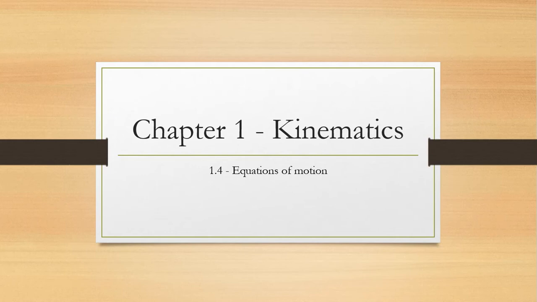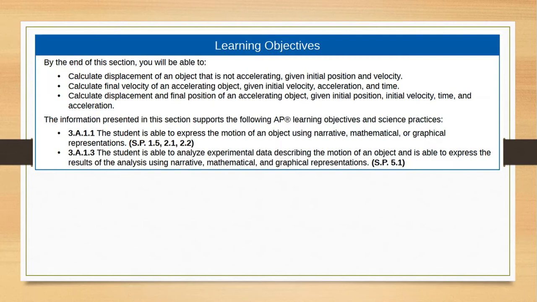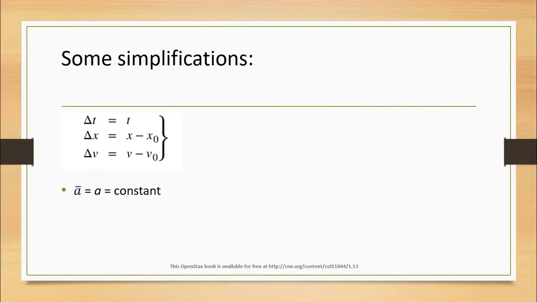Hi, in this video we will learn about equations of motion. Before writing down all the equations, we need to make some simplifications. Instead of writing delta t, we write only t. So each time you see t, it means the whole time that event is happening. We say delta t is equal to final time minus initial time.